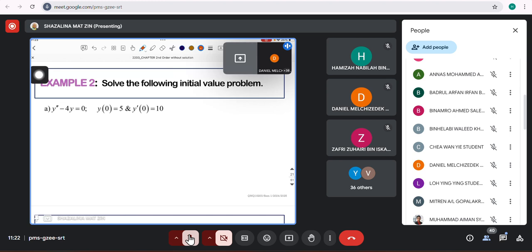Step number 4. I will go straight to step number 4. What is the solution for example 2A?